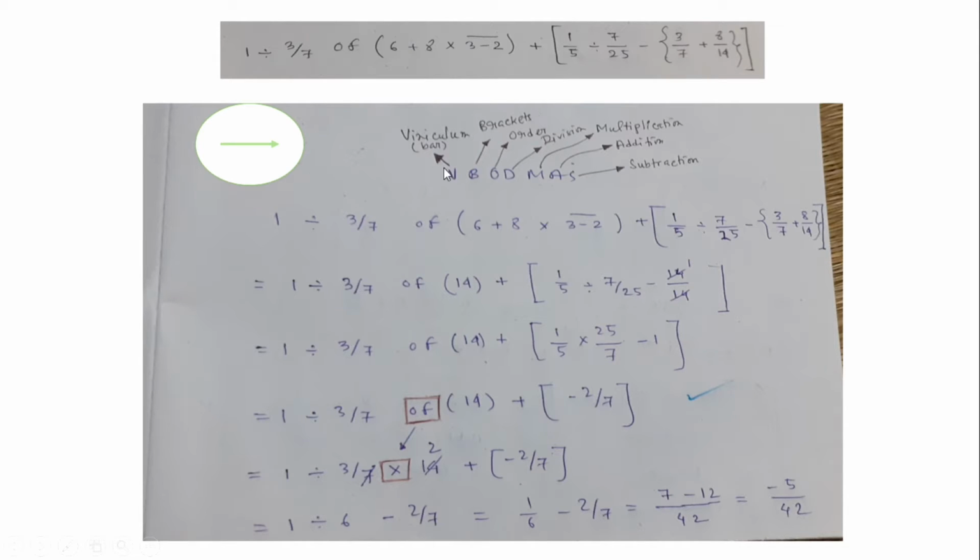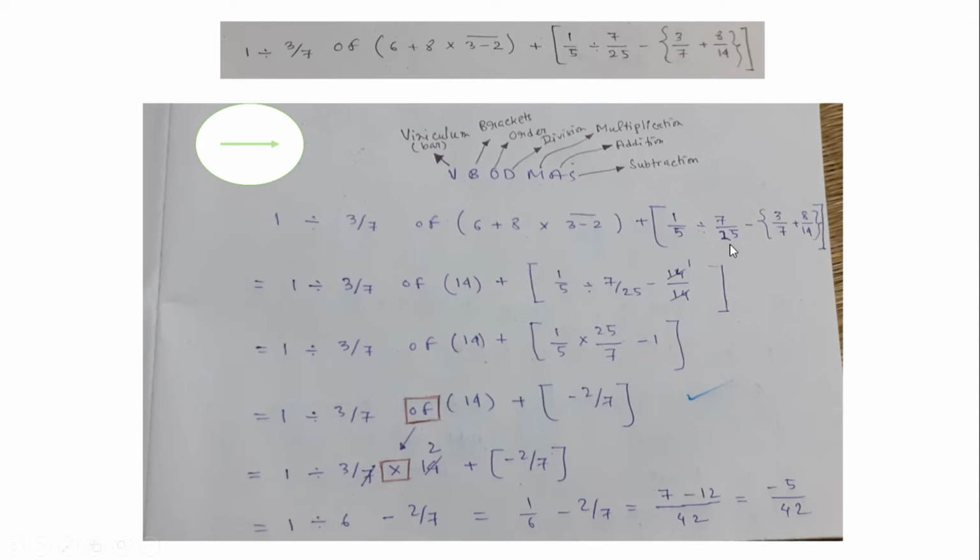First of all, here we can see bar or vinculum comes. Here also we can see one bar is present. So we have to calculate that first. Now again we write the question, and then in the next step, we are directly solving this first. 3 minus 2 is 1, 1 into 8 is 8, 8 plus 6 is 14.